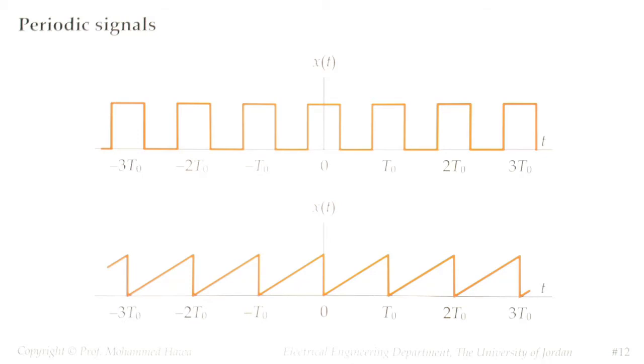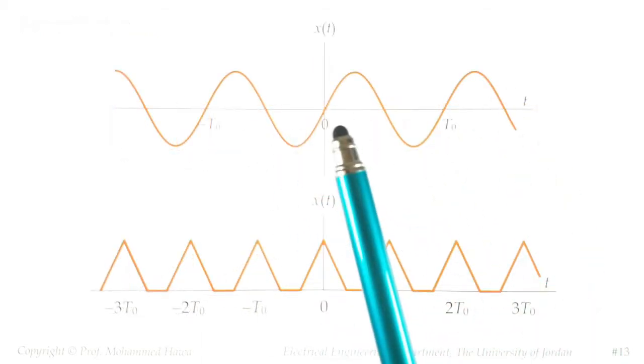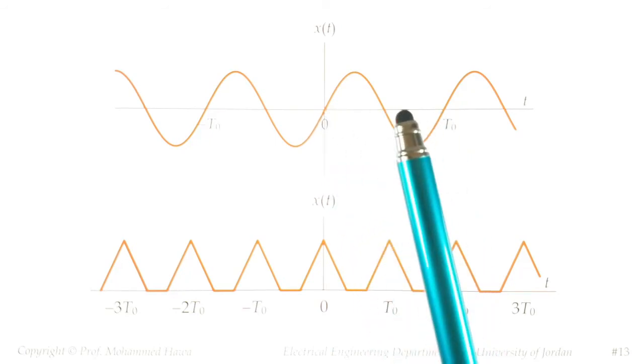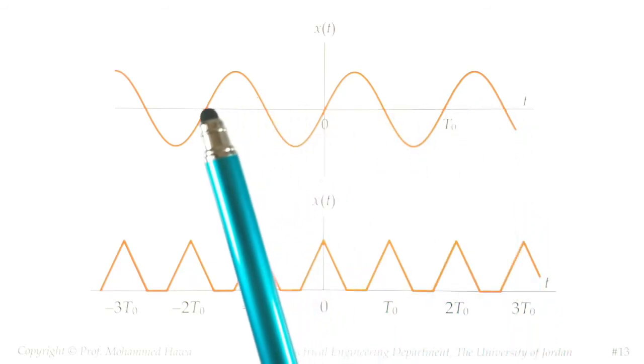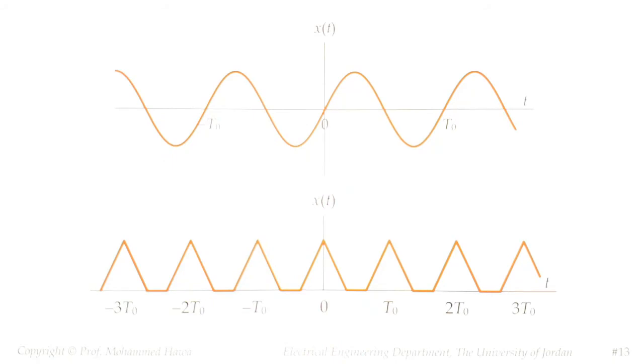that satisfies this equation. Some more examples. This sinusoidal signal also repeats itself. In this case, this is the fundamental period. Or you could start from this point. This is the fundamental period. Or you could start from this point. This is the fundamental period. In all those cases, it is equal to T0.